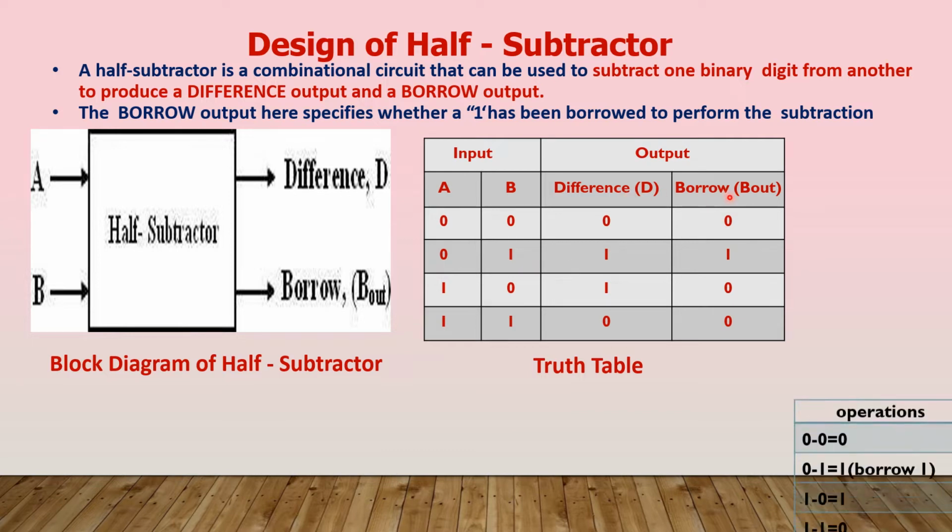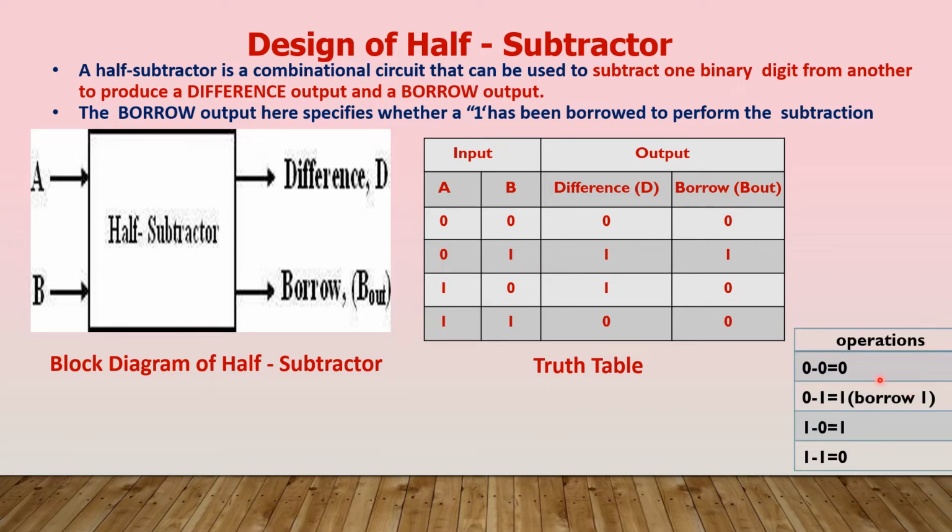To construct the truth table, we can consider the operation table. According to this operation table, for subtraction, if it is 0 minus 0, then the difference is equal to 0. If it is 0 minus 1, then the difference is equal to 1, and borrow is also equal to 1. If the bits are 1 minus 0, then the difference is equal to 1. If it is 1 minus 1, then the difference is equal to 0. By using this operation table, let us construct the truth table.